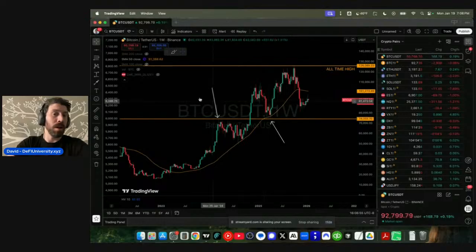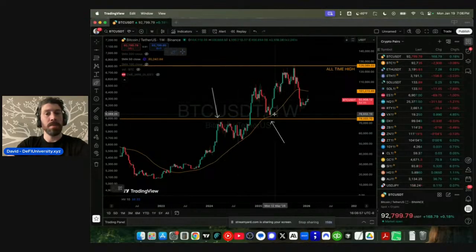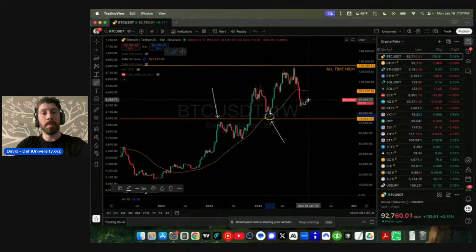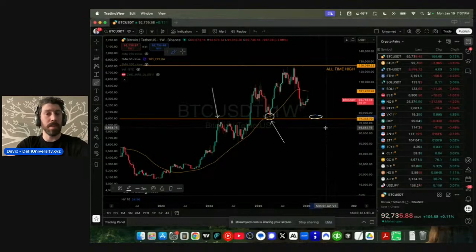And notice the confluence also with the 50-week moving average right here. So this level of support was strong. That was back in April. Those were the tariff tantrum lows. So nice bounce. But now it looks like the next test could be coming in the not too distant future here, right around that 74K, 75K level.